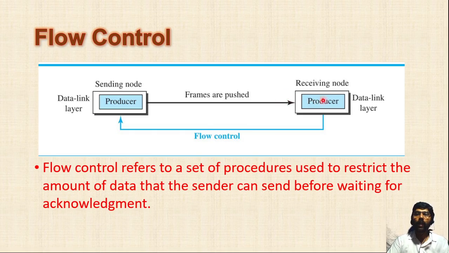So the receiving node uses some memory location called buffers. Whenever a frame comes, it stores that frame in the buffer. Okay. Now, what is flow control actually? Flow control refers to a set of procedures used to restrict the amount of data that the sender can send while waiting for an acknowledgement.